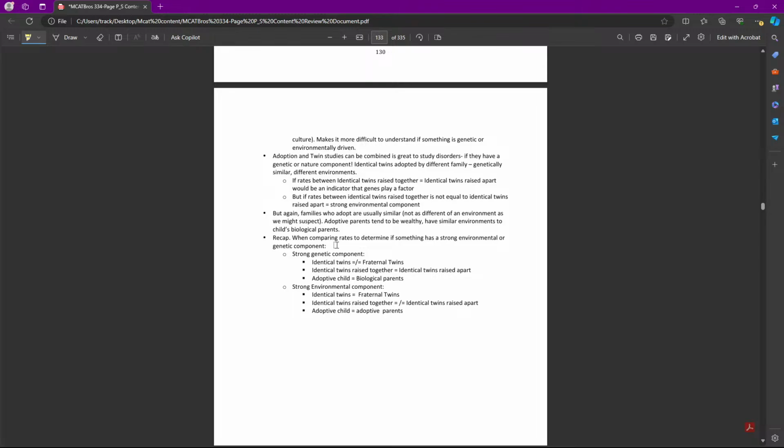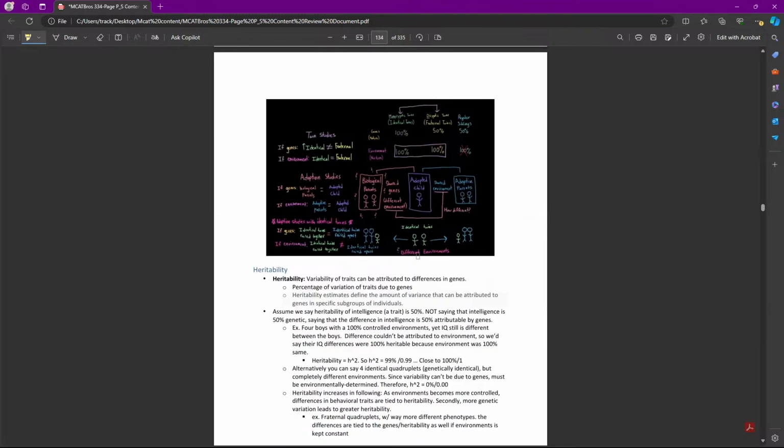So recap. When comparing rates to determine whether something has strong environmental or strong genetic components, identical twins having an increased rate points to strong genetic components. If it's more natural, it could be adopted or fraternal. Okay, that's just a summary of everything that they talked about.